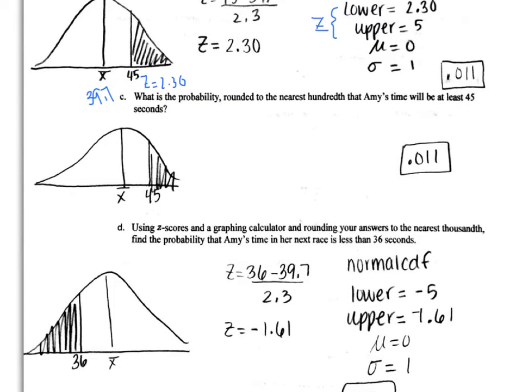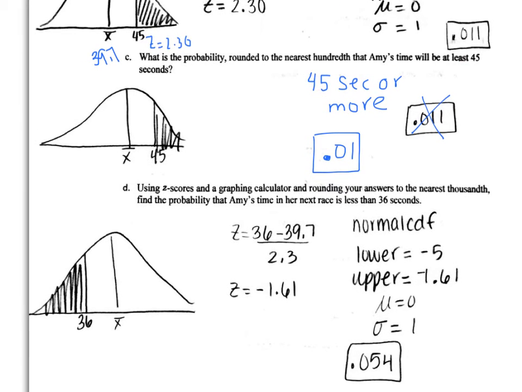Okay, let's move on to part C. Part C says, what is the probability, rounded to the nearest hundredth, that Amy's time will be at least 45 seconds? Being at least 45 seconds means 45 seconds or more. So this is really the same way as asking part B. So I'll just use the same answer, but I noticed here that it should be rounded to 0.01 because it says to the nearest hundredth. So same question, just worded a little differently.